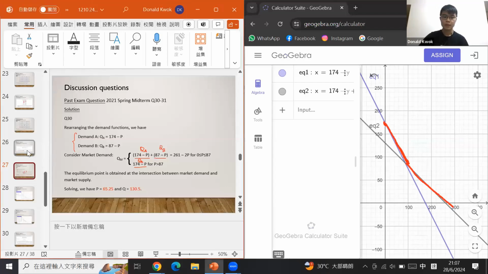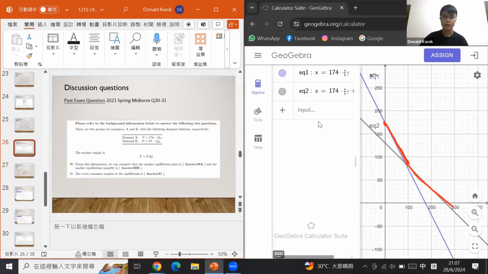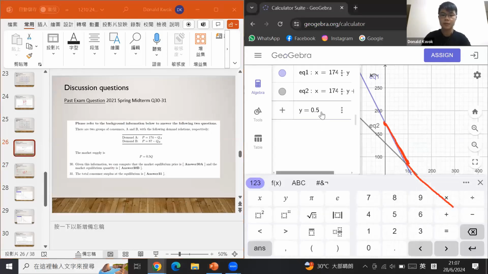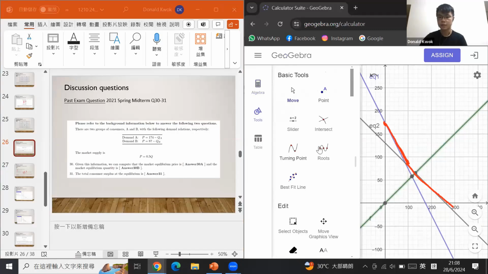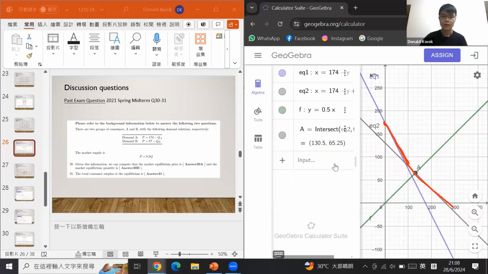Okay, while for the supply curve, it will be P equals 0.5Q or Y equals 0.5X. All right, so to find the market equilibrium point is simply the intersection between the red kinked curve and the green supply curve. So we just need to click this point, right? So point A will be giving us a result. Equilibrium price 65.25, while equilibrium quantity is 130.5. Right, so remember, the X coordinate is reflecting the quantity while the Y coordinate is reflecting the price. So don't mix them up.